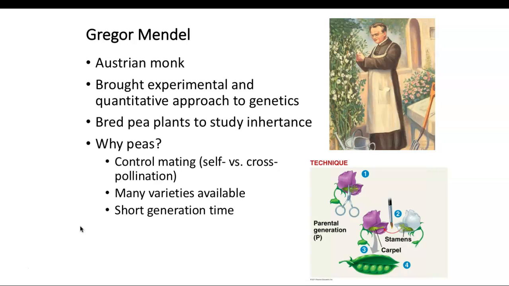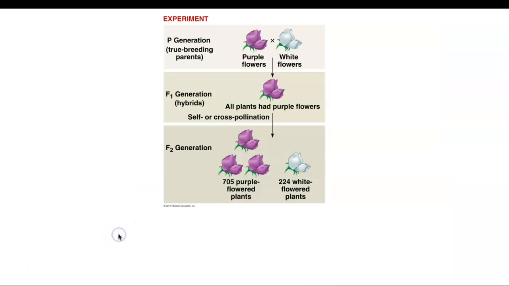All right, so he studied peas. Remember, the reason he studied peas is because he could control the mating, and there's many varieties available in short generation time. It's very important that you know what P generation is, F1 and F2.